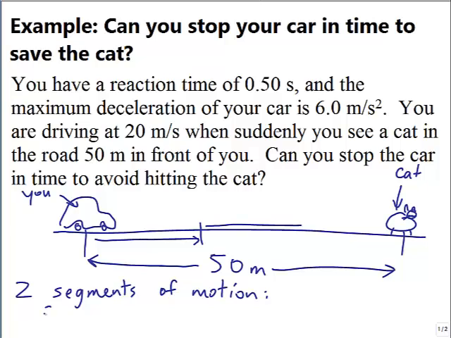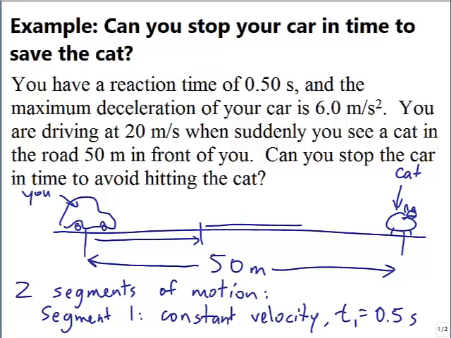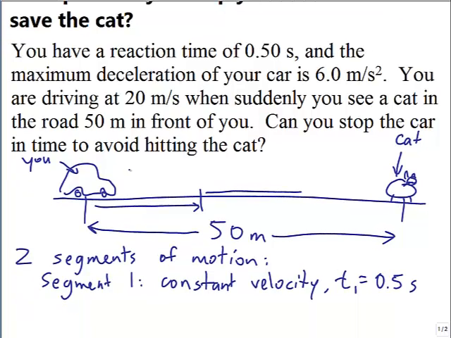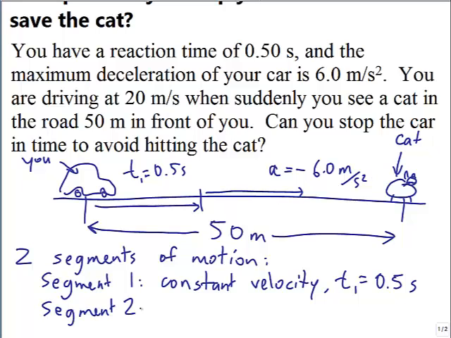The first segment, segment 1, will be constant velocity of this 20 meters per second. And its time is your reaction time, half a second. So we'll write it up there. Then you slow down at negative 6 meters per second squared. So segment 2 is the slowing down. And there's the acceleration.